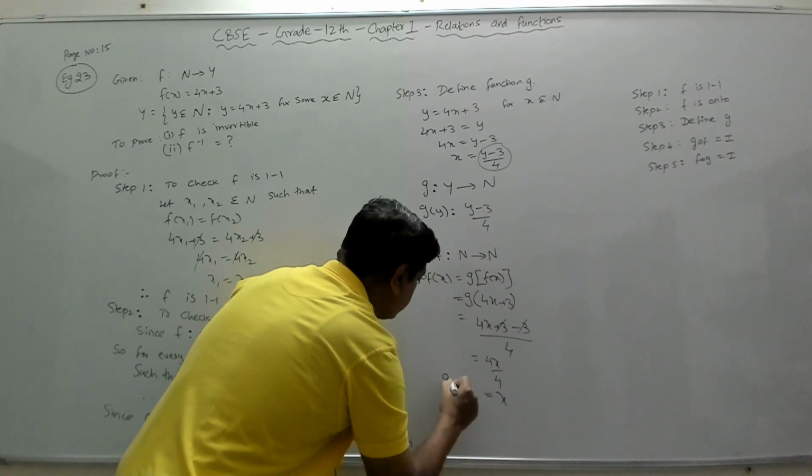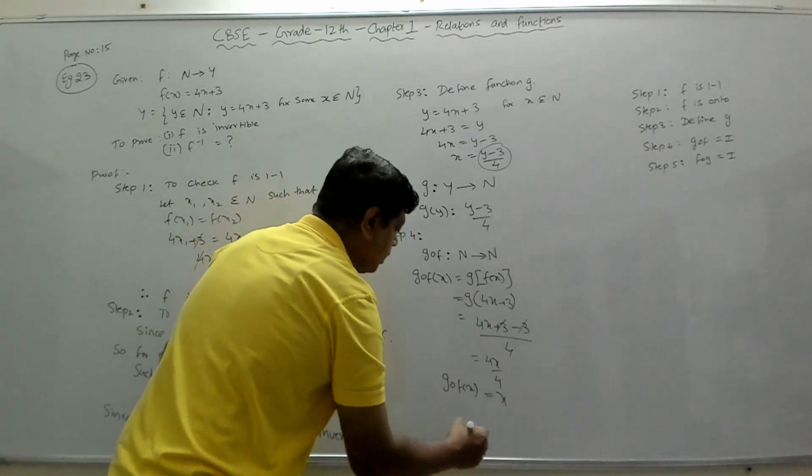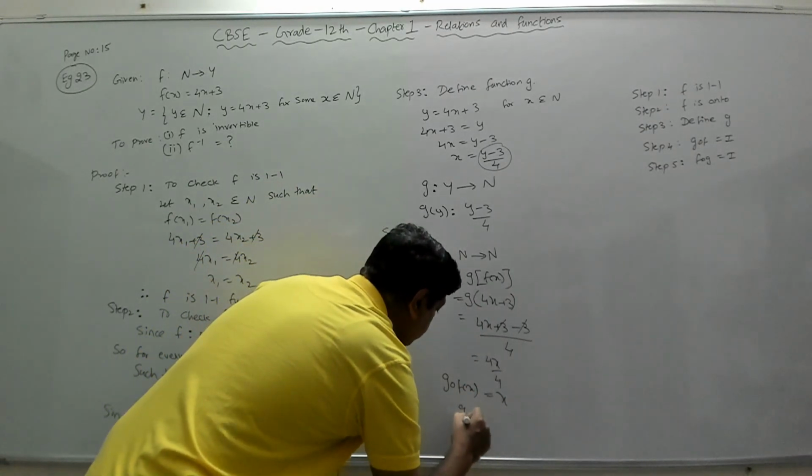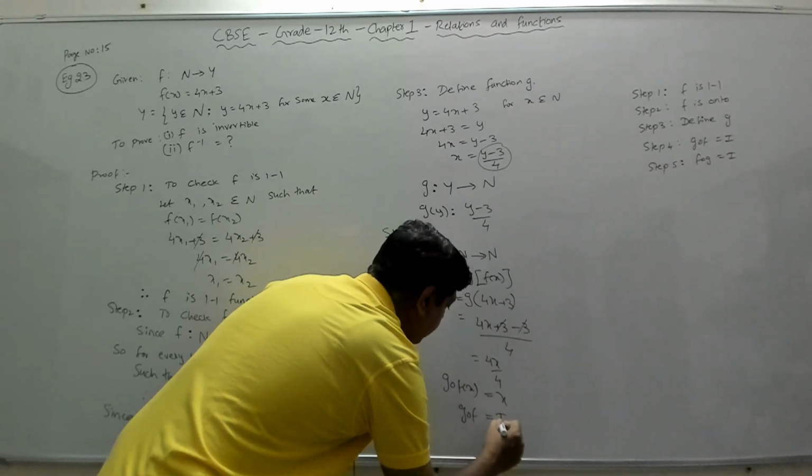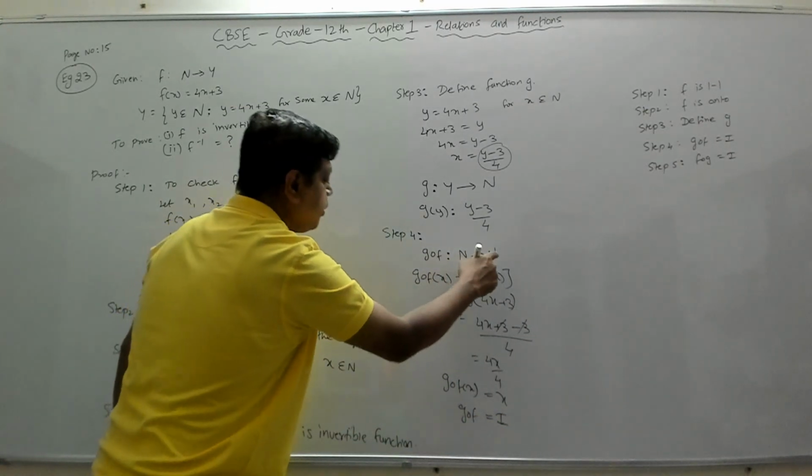So g of f of x equals x, which means it is an identity function. Therefore g of f equals I, and then we'll put the set. It is from N to N, so we'll put that in.